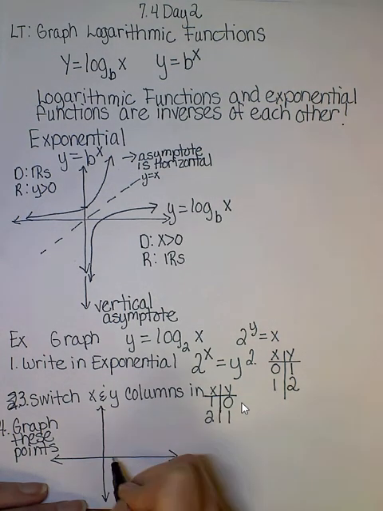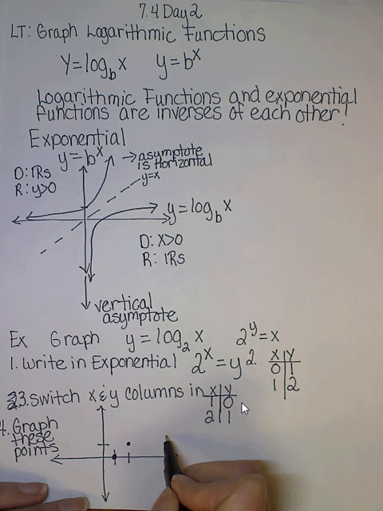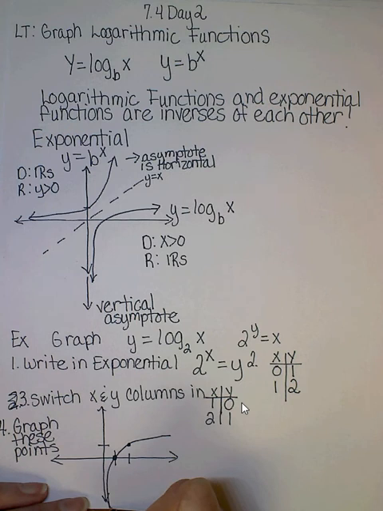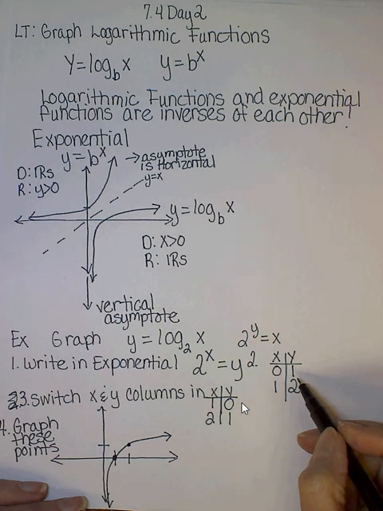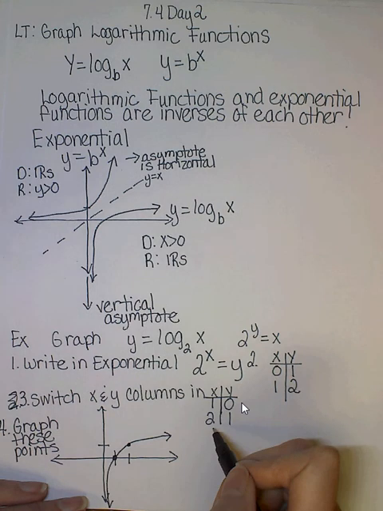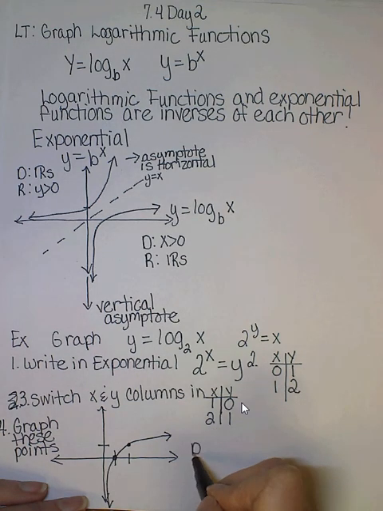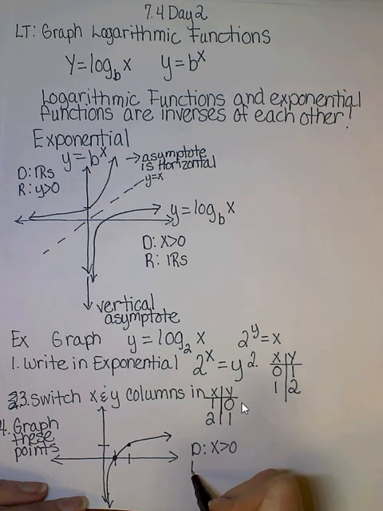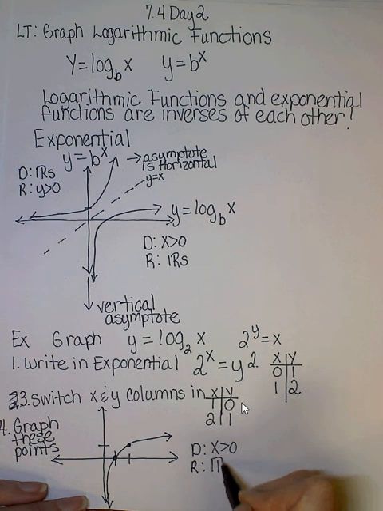Alright, so we have our new points: (1, 0) and (2, 1). And then remember, the logarithm graph approaches the y-axis for its asymptote. You have to start with the xy table for the exponential function and then switch them. So then our domain is x is greater than 0, and our range would be all reals.